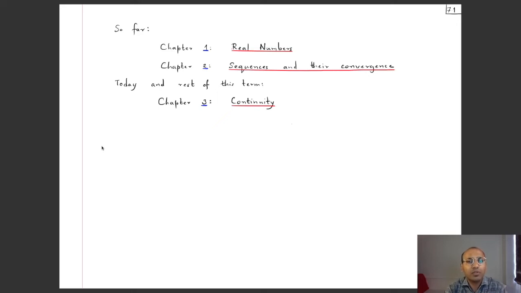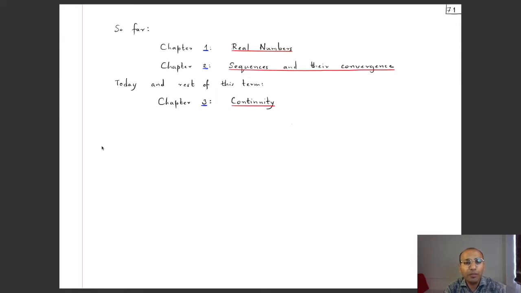Okay, welcome to the first lecture of week 9. So far in this analysis part, we have covered chapters 1 and 2. Chapter 1 was on real numbers and the least upper bound property of the real numbers in particular. And then chapter 2, which we have just finished, was on sequences and their convergence.